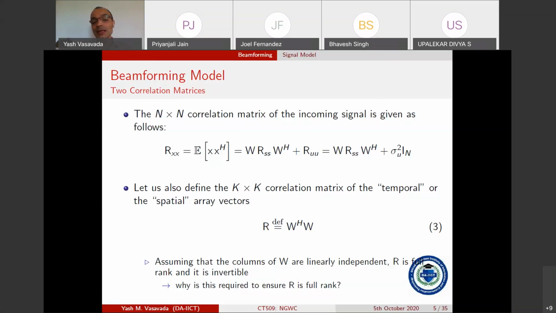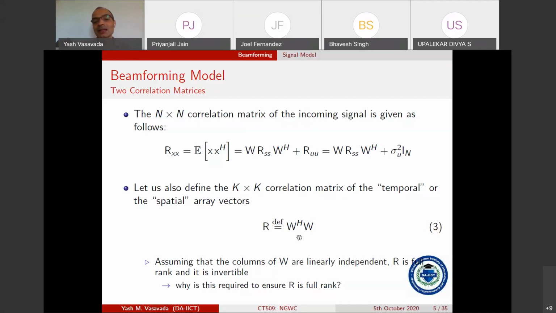Now, I would like the third column of W, and I'm saying that W has only 3 columns, to be going in a third dimension, which is not along the plane. So the 3 columns of this W matrix, I would like them to define a 3-dimensional space. And then I'm okay. Then this R becomes a 3 cross 3 matrix whose rank is also 3. And so it is invertible.